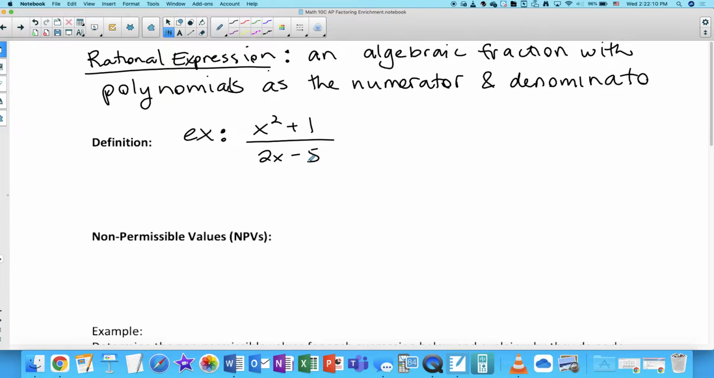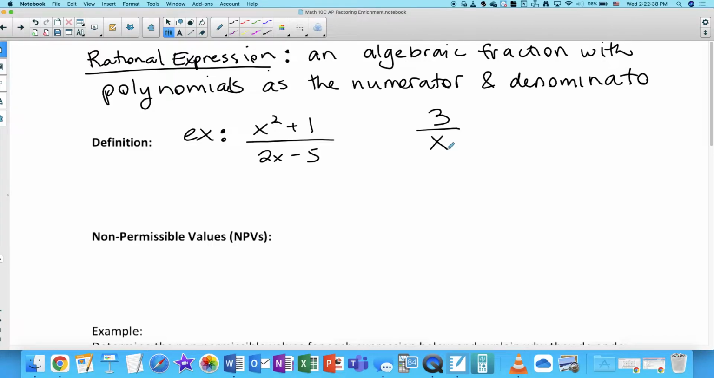You could even have something like this, 3 over x. Technically, that is also a rational expression because the numerator is sort of like a polynomial with degree 0, if it's just a number, because x to the 0 is 1. And then the denominator is definitely a polynomial. It's actually a monomial, but still fits the definition of polynomial.